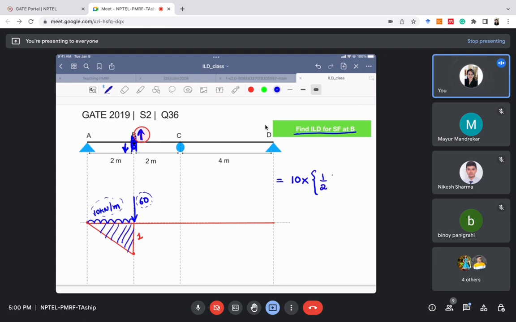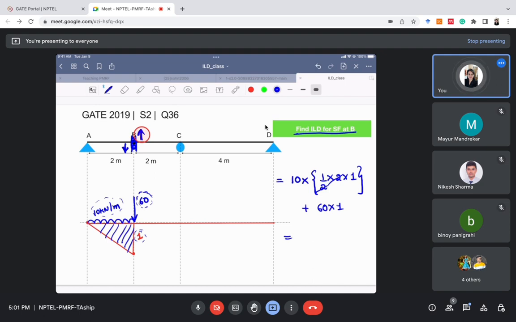What is the area of this triangle? Half. What is the value of base? 2. And what is the height? 1, right? And whenever I'm calculating it for the point load, I will simply multiply it with the ordinate value. So 60, what is the ordinate at 60? The ordinate at 60 is 1. So it is 1 here.